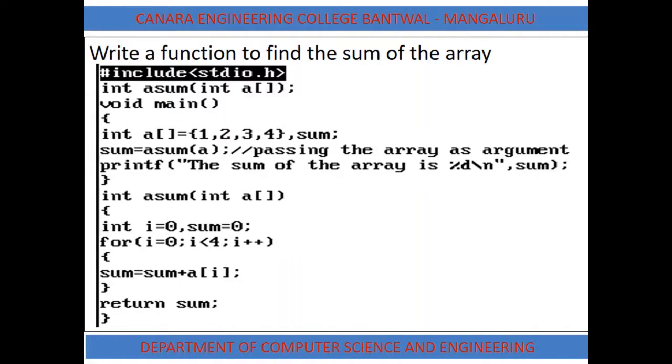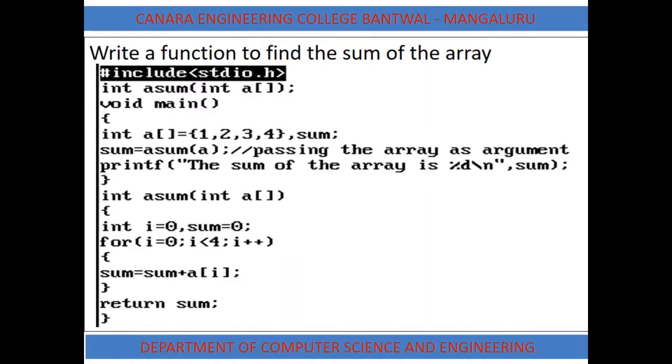Now I have to call the function. Since the function has got a return type as well as input arguments, I need a variable to call the function. That's why I declared the sum variable. So sum equal to asum of a. Here asum is the name of the function, and a is the array I am passing to the function. Once the function computes the sum, it will be returned to the calling function, and whatever result is sent back will be copied to the variable sum here. Next, printf the sum of the array is, so the sum will be displayed in the main function.